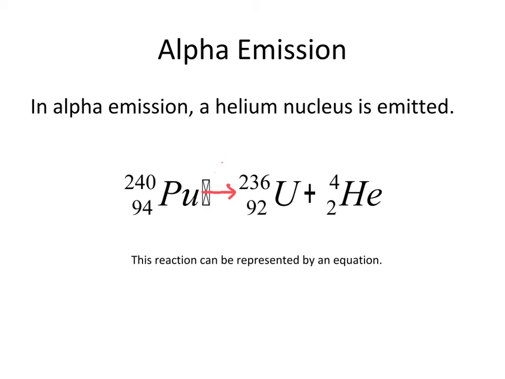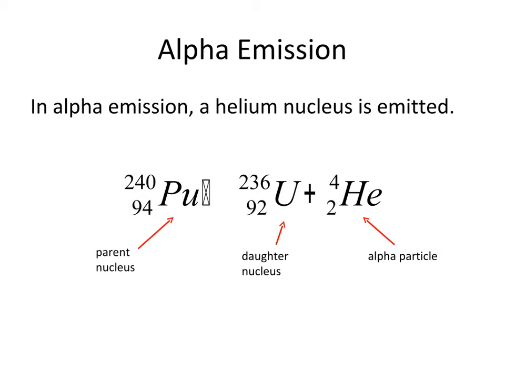Notice that we can see the atomic numbers and the mass numbers. Remember that the mass number is always bigger. The nucleus that we start with is called the parent nucleus. The nucleus that we end up with is called the daughter nucleus, and any other particles are named, obviously, using their names, in this case the alpha particle.